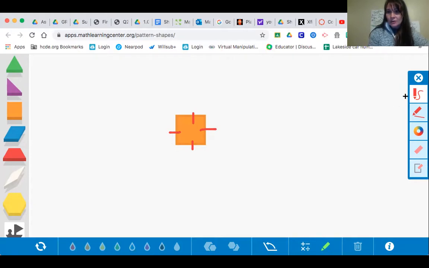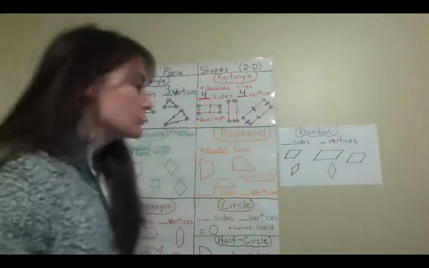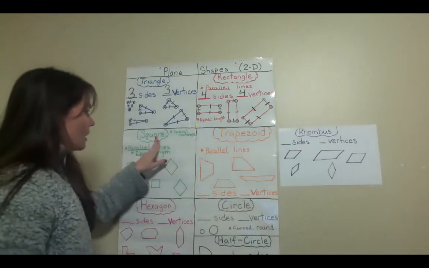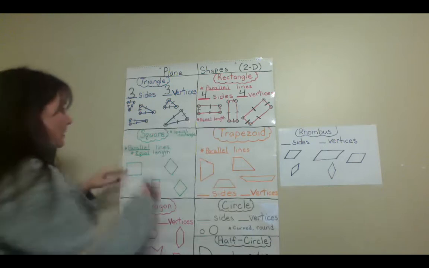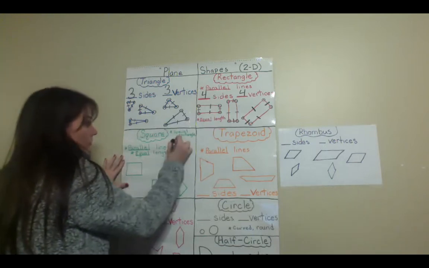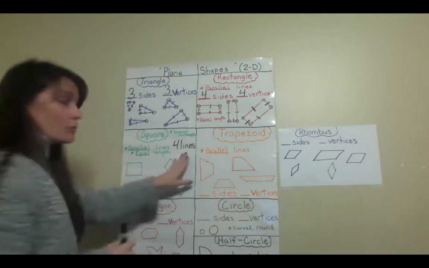It also has 4 vertices. It has 4 corners where those lines meet. So let's look at our attribute chart. A square and a rectangle both have 4 lines, or 4 sides.